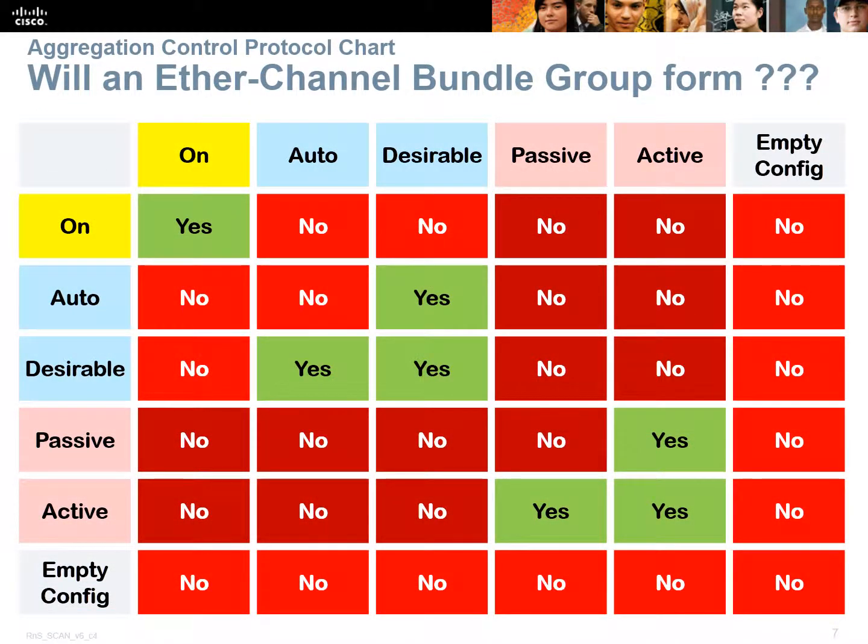It's a bit messy, but I'm hoping it gives a bit of a clue. PAgP is auto and desirable. LACP is passive and active. So you can see that passive and active, or active and active, yes, or auto and desirable, or desirable and desirable, yes, and on, yes, and all other combinations are not going to form a normal EtherChannel bundle.